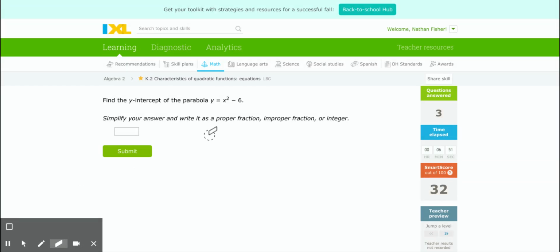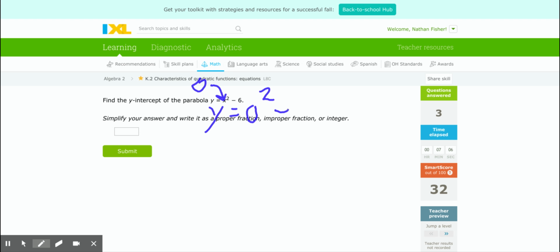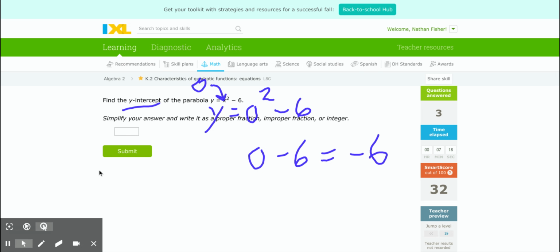All right, a y-intercept. So for this one, anytime I see an x, like the first example we did, we plug in a 0. So when I do that here, I'm going to have y equals 0 squared minus 6. 0 squared is 0 minus 6. It's going to give me negative 6. This one does not ask for an equation, so I'm just going to type that number in.